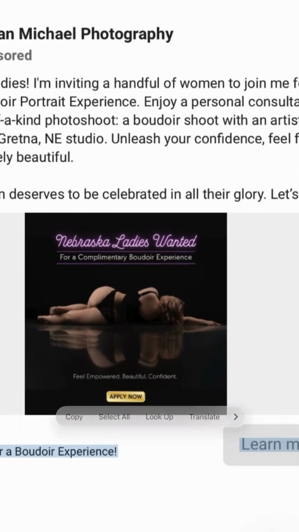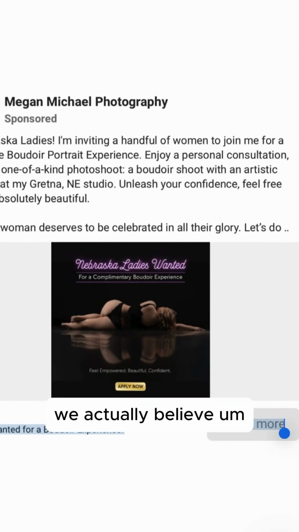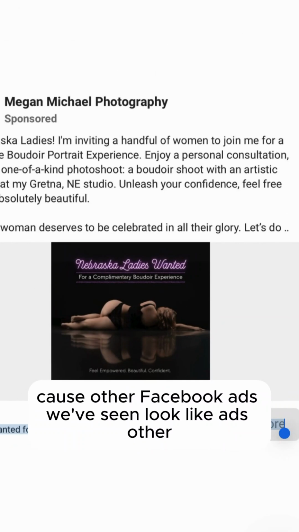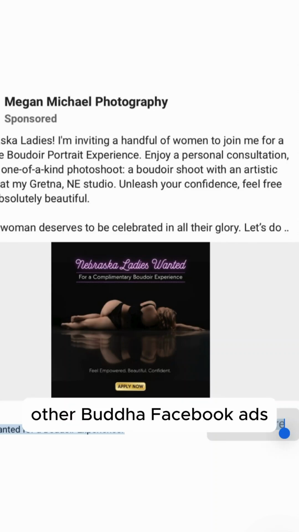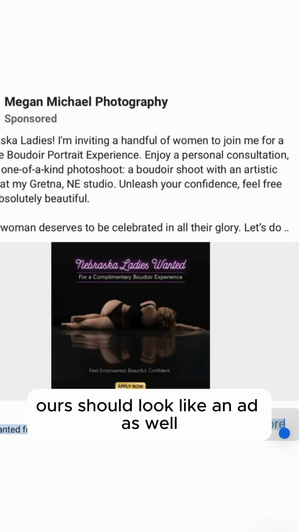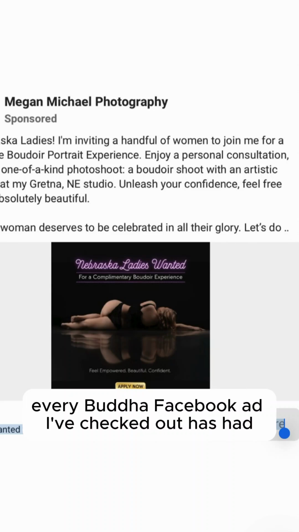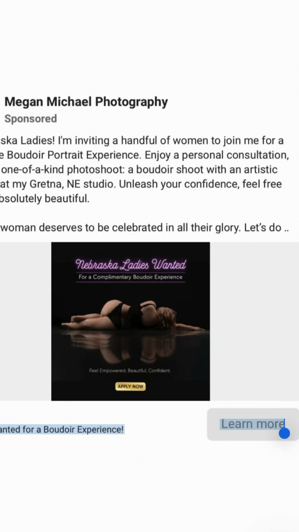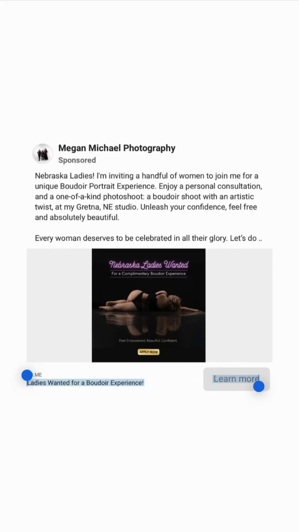Finally, looking at the creative, yeah, we got the looks like an ad mistake. The false belief that causes us to make this mistake is we actually believe that an ad should look like an ad because other Facebook ads we've seen look like ads. Other Boudoir Facebook ads, other ads on Facebook, and so we believe ours should look like an ad as well. But that's why nearly every Boudoir Facebook ad, well, actually every one, has been 100%. Every Boudoir Facebook ad I've checked out has had BLCS, Boudoir low click syndrome. So the consequence of this is more women scrolling by our Boudoir Facebook ad than necessary.